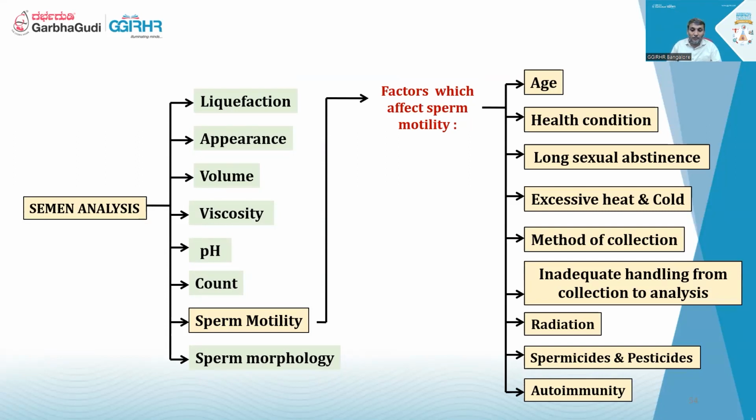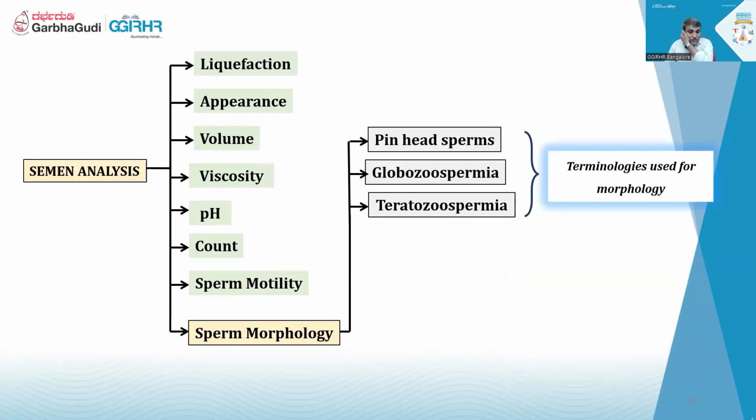Radiation can decrease the sperm motility. Spermicides or pesticides can decrease the sperm motility. And autoimmune disease also can affect the sperm motility. Now, coming on to morphology. So I've discussed count and motility. Now coming on to the morphology.